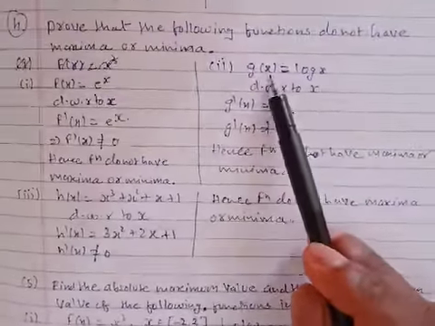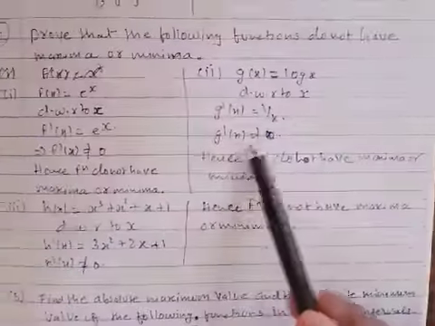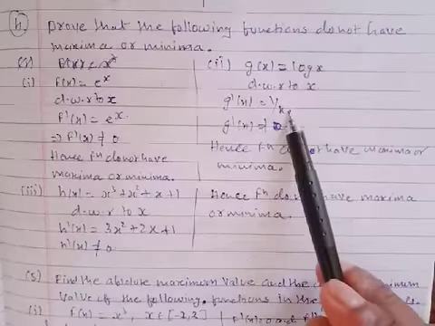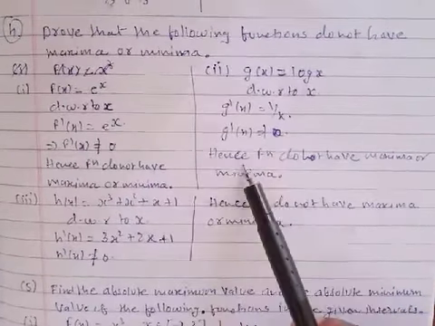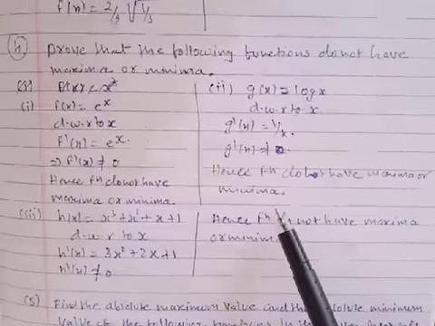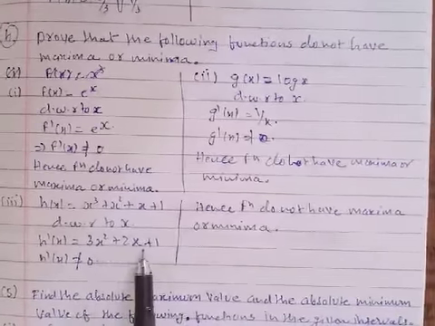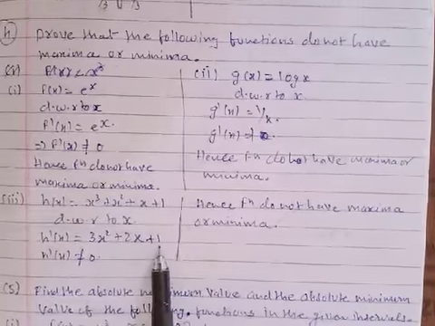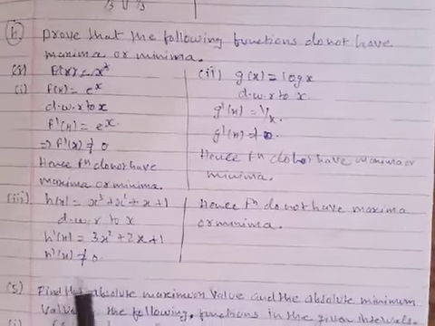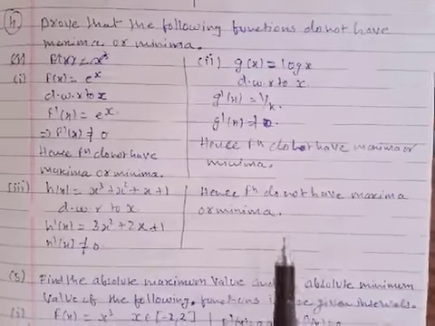Second, g(x) is equal to log x. The derivative of g(x) is 1 by x, and 1 by x cannot be equal to 0. So hence the function does not have a maximum or minimum value. For this third one, if we equate to 0, nothing will result. You cannot solve it. Therefore, h'(x) is not equal to 0. Hence the function does not have a maximum or minimum value.